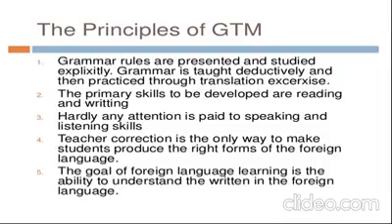Number 2, the primary skills to be developed are reading and writing. Number 3, hardly any attention is paid to speaking and listening skills. Number 4, teacher correction is the only way to make students produce the right forms of the foreign language. Number 5, the goal of foreign language learning is the ability to understand what is written in the foreign language.